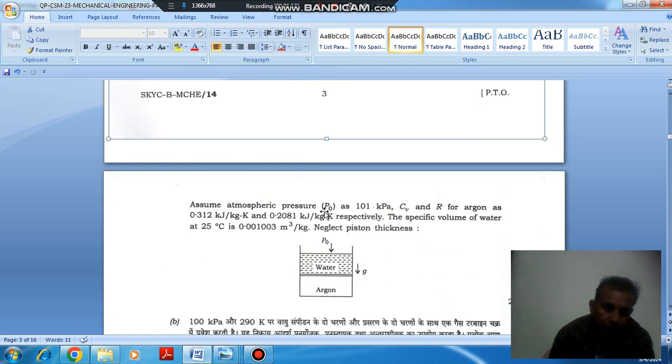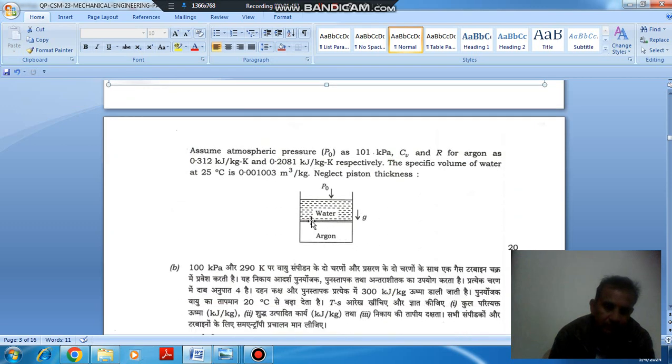Assume atmospheric pressure P naught as 101 kPa. CV and R for argon are 0.312 kilojoule per kilogram per degree Kelvin and 0.2081 kilojoule per kilogram per degree Kelvin respectively. Specific volume of water at 25 degrees Celsius is 0.001003 meter cube per kg.